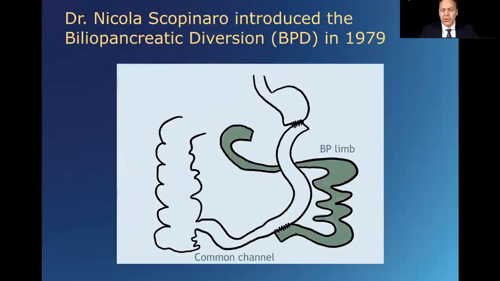This is an important point to understand because the common channel length will determine how high the likelihood is that a patient would develop malnutrition complications. The shorter the common channel, the more likely that malnutrition may happen.